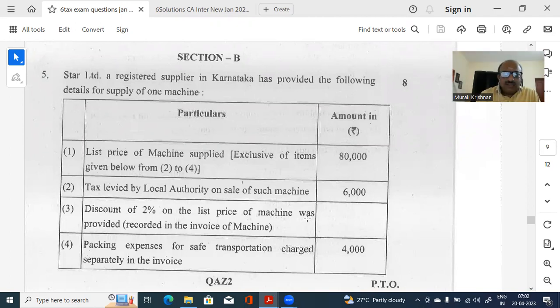Last class in the paper we discussed up to income tax. Now we will discuss relating to GST. Before we start this first problem in GST, I would like to explain something.